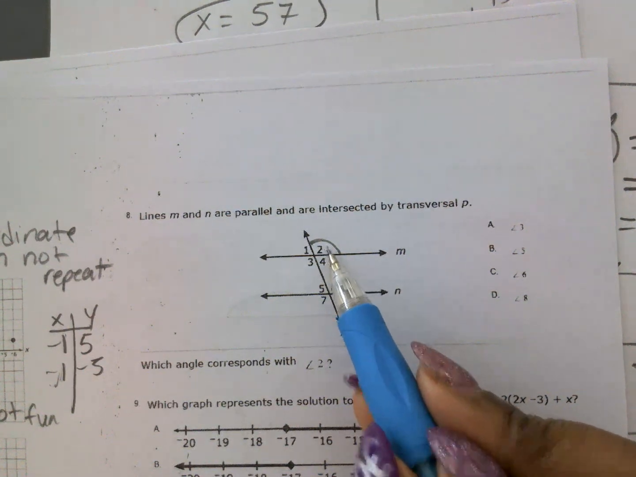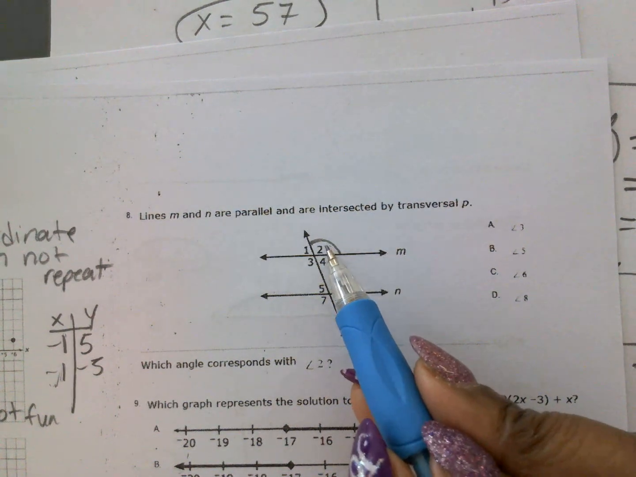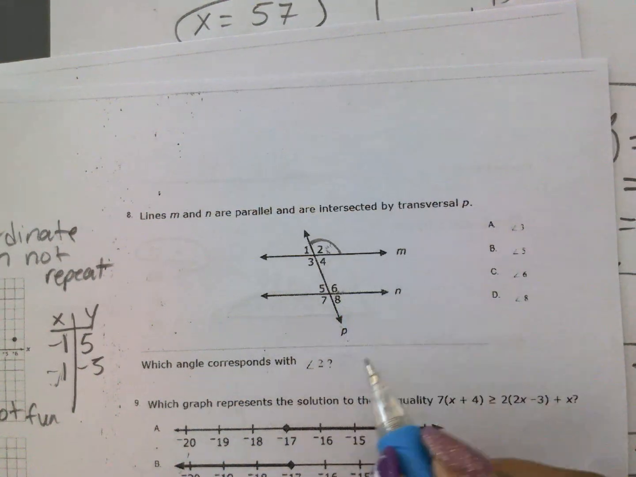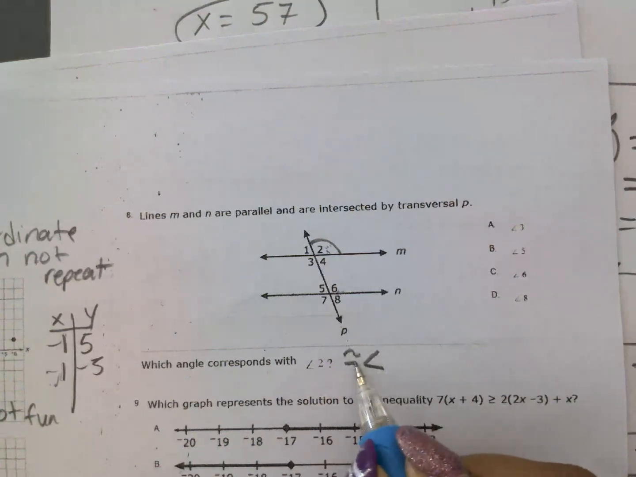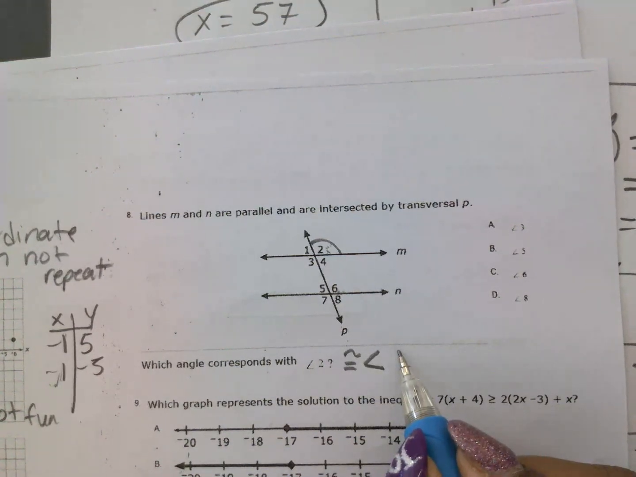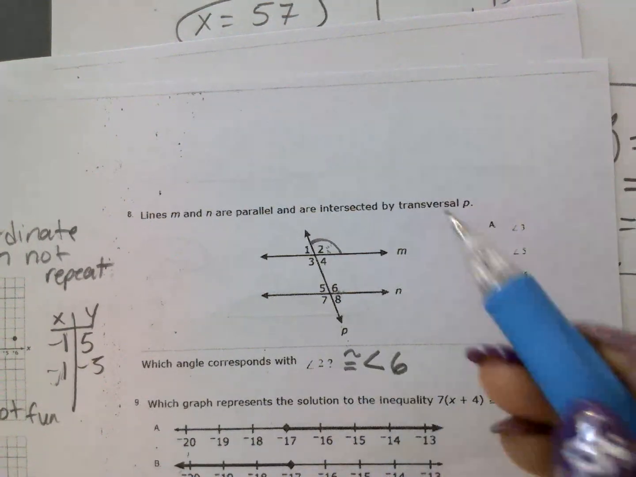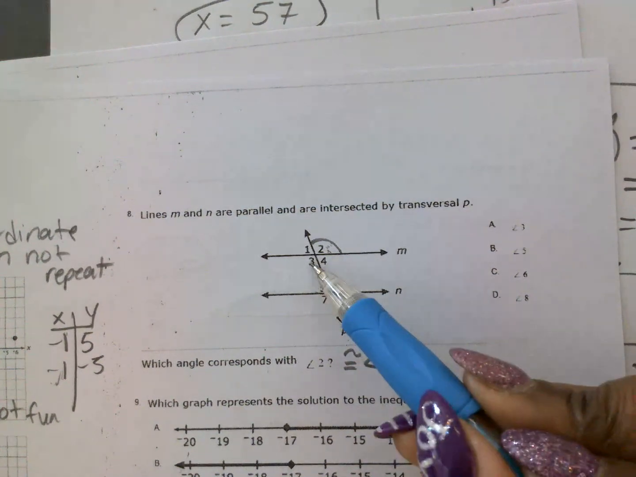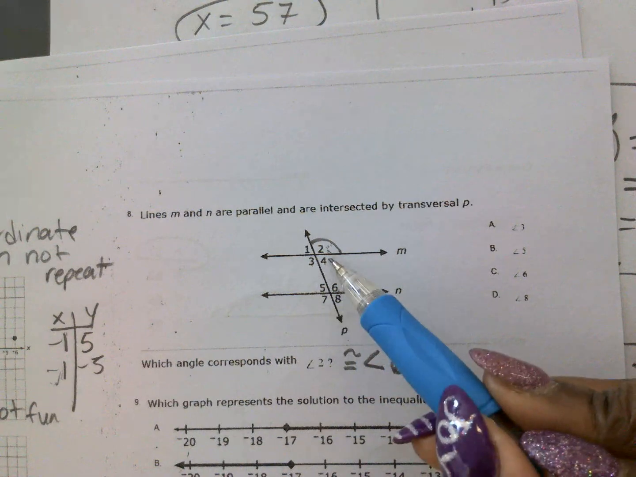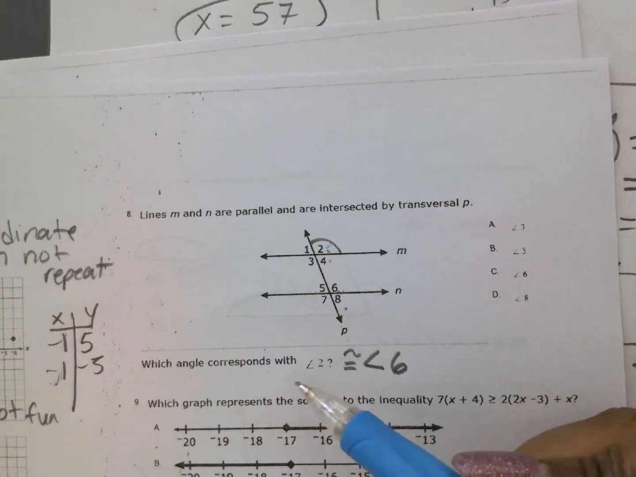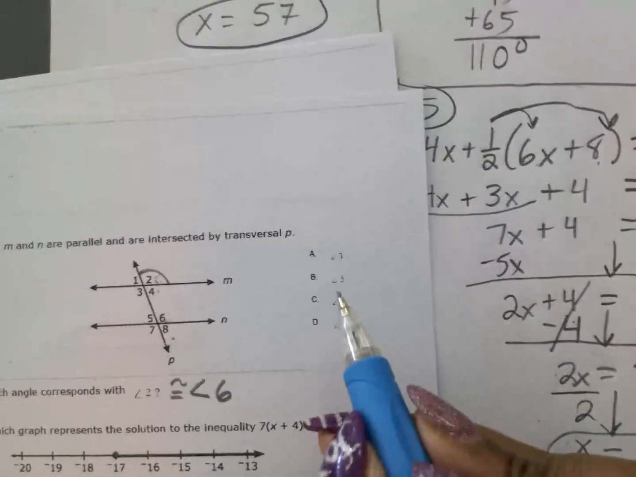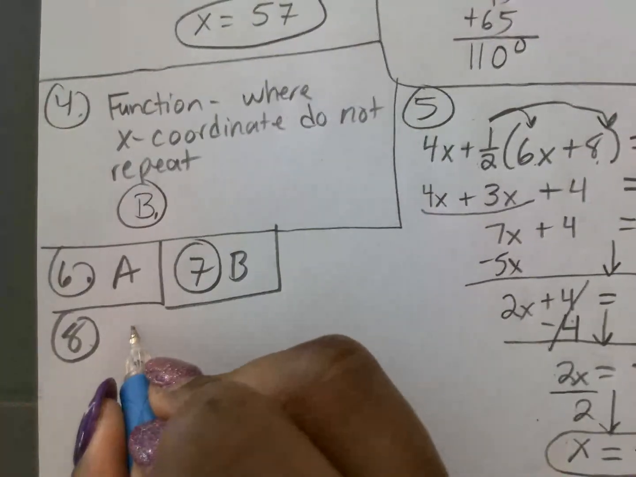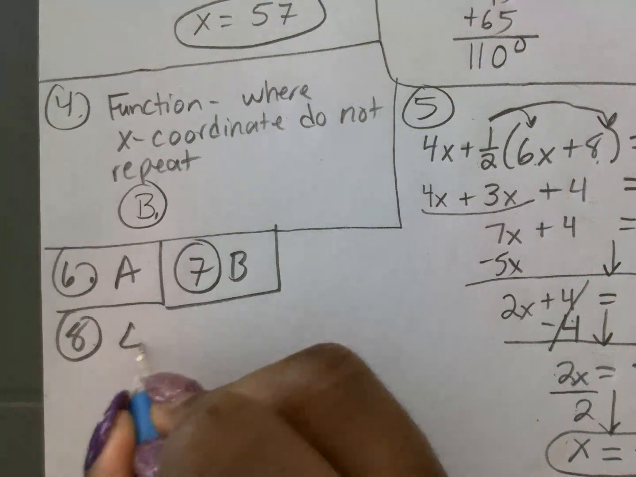6 is. 2 and 6 correspond. They're both in the top right corner. So 2 and 6 are congruent. They correspond to each other. They're corresponding angles. Also, 1 and 5, 3 and 7, 4 and 8. So the corresponding angle for 2 is 6. Okay? So for 8, we're going to put C.